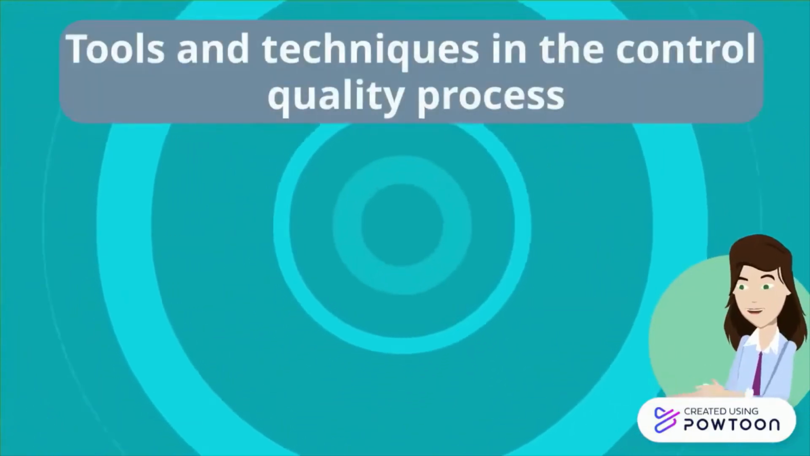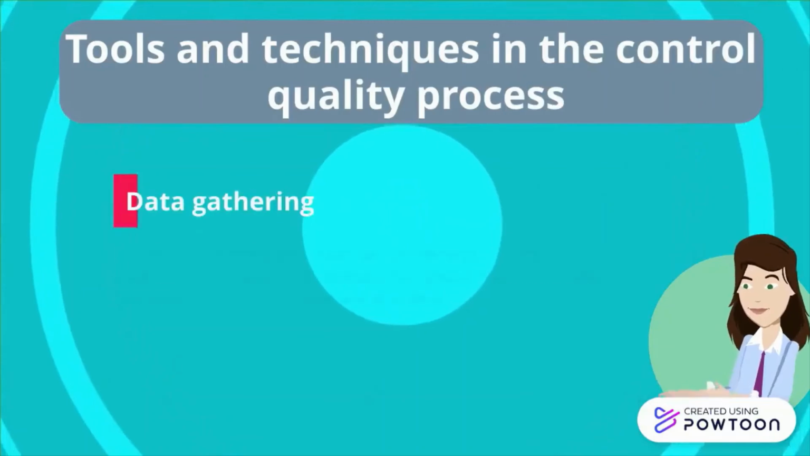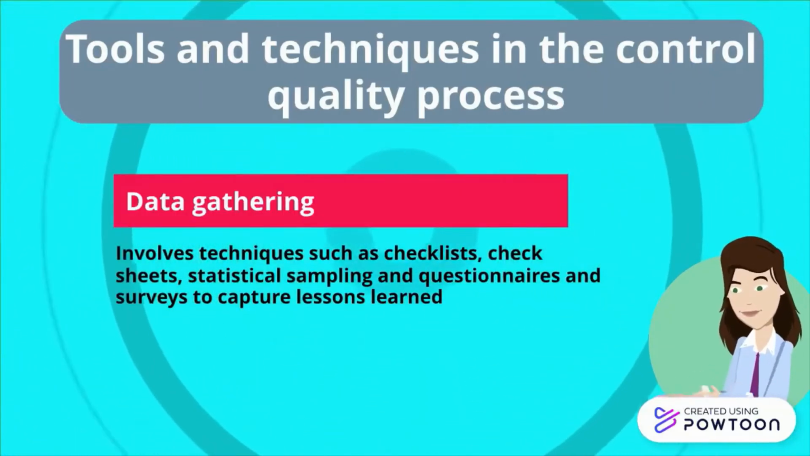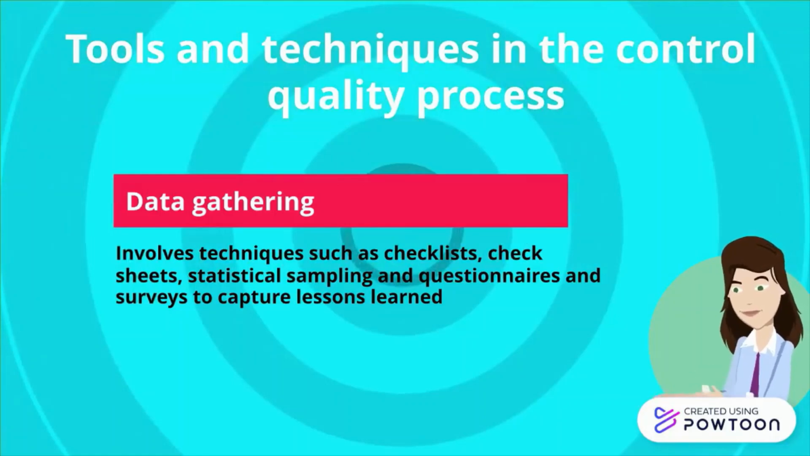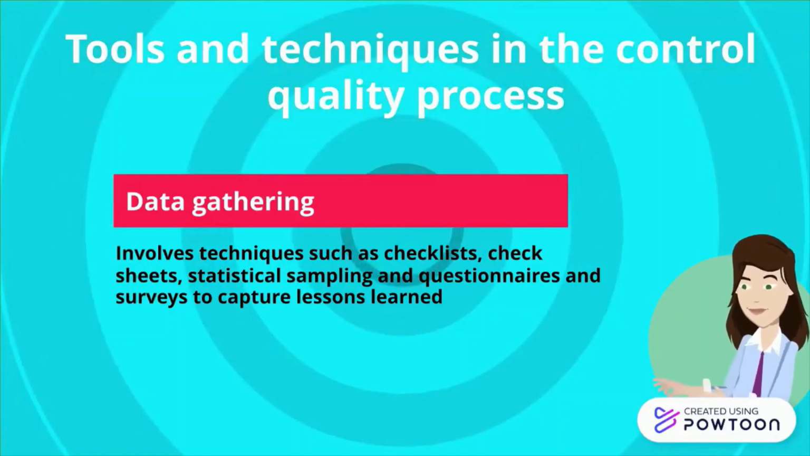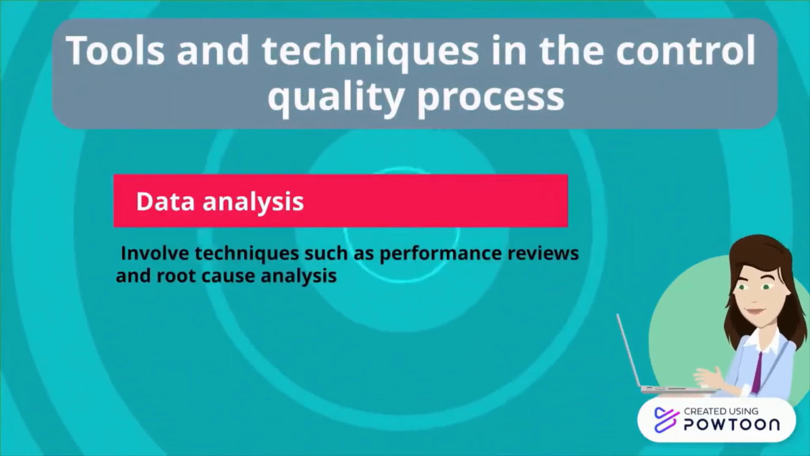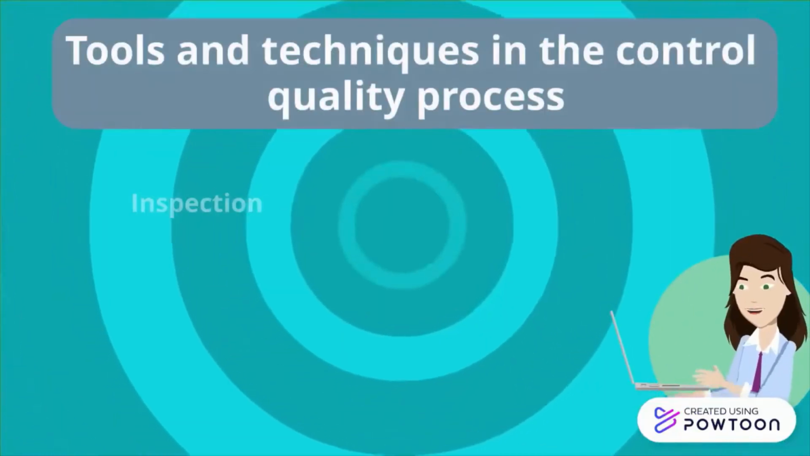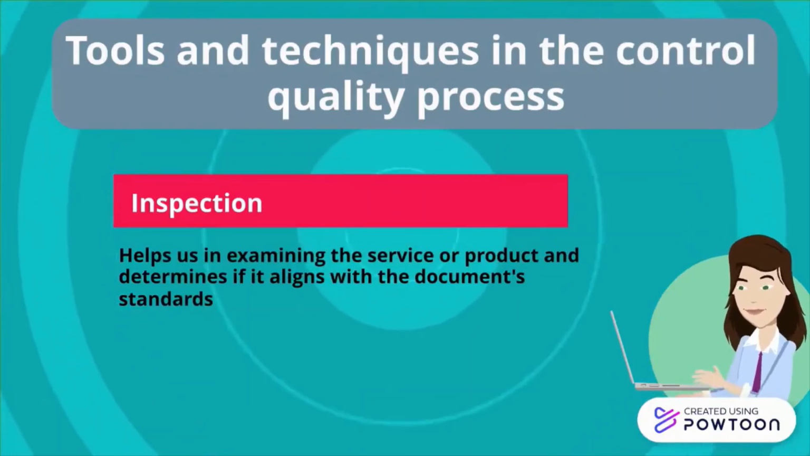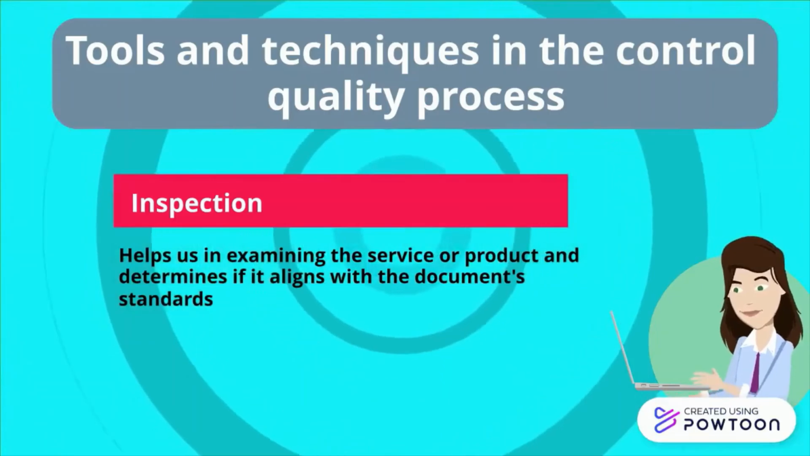Moving ahead, here are the various tools and techniques that are involved in the control quality process. Data gathering, which may involve techniques such as checklists, check sheets, statistical sampling, questionnaires, and surveys to capture lessons learned. Data analysis, which may involve techniques such as performance reviews and root cause analysis. Inspection helps in examining the service or product and determining if it aligns with the documented standards.